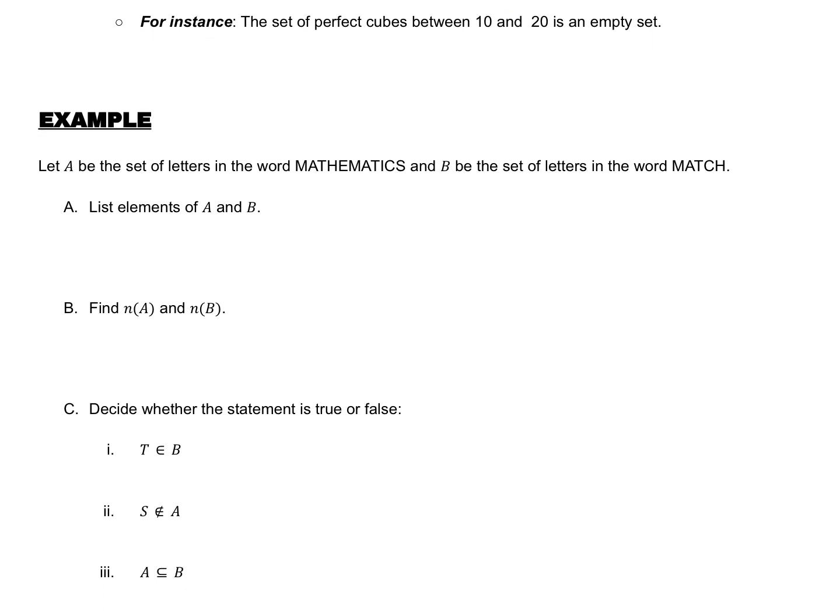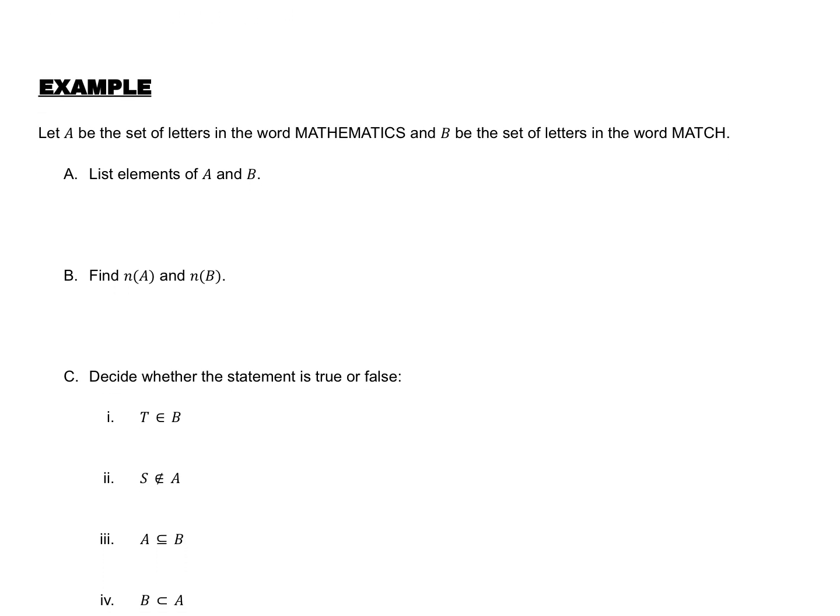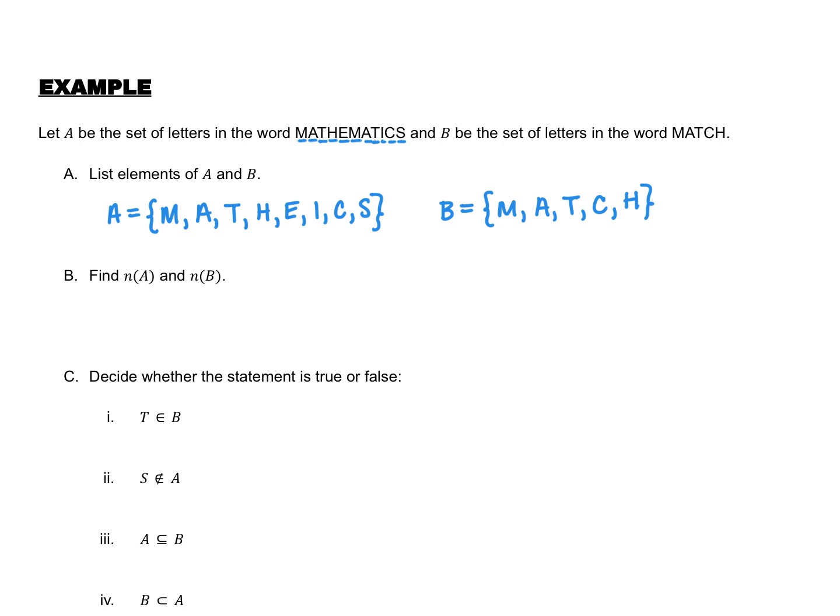So let's look at some examples. Let A be the set of letters in the word mathematics and B be the set of letters in the word match. The first thing that we need to do is list the elements of A and B. So I can say the elements of A would be M, and I'm going to keep track of them because we don't have to write them twice. A, T, H, E, I, C, and S. So I just underline them to keep track. We do not have to write the repeating letters. Just write it once. The elements of B are M, A, T, C, H, because none of them repeat.